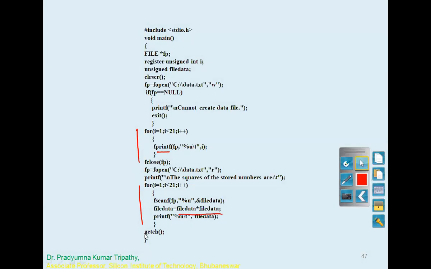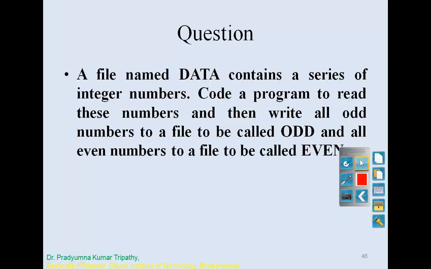Similarly, we have other programs also. I have told you about the even and odd program that I mentioned. You can create two files. One where you write all the odd numbers, and the second file you will use for the even numbers. I have some numbers in my file. I'll read the content from the file. If it is an even number, I'll write it to the even file. If it is an odd number, I'll write it to the odd file.